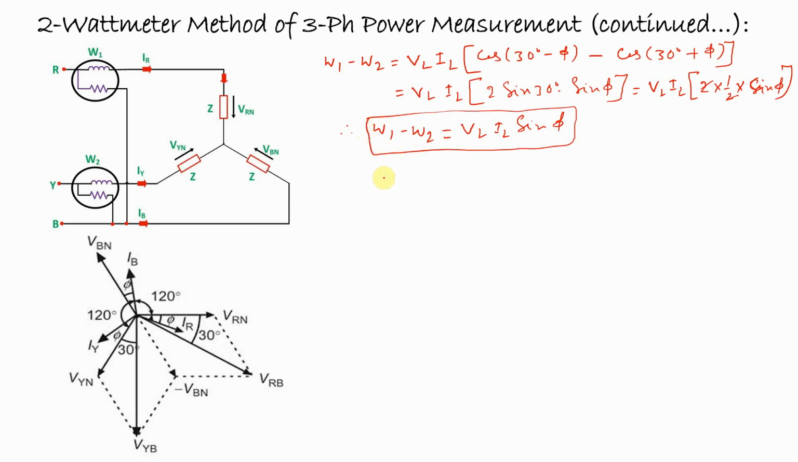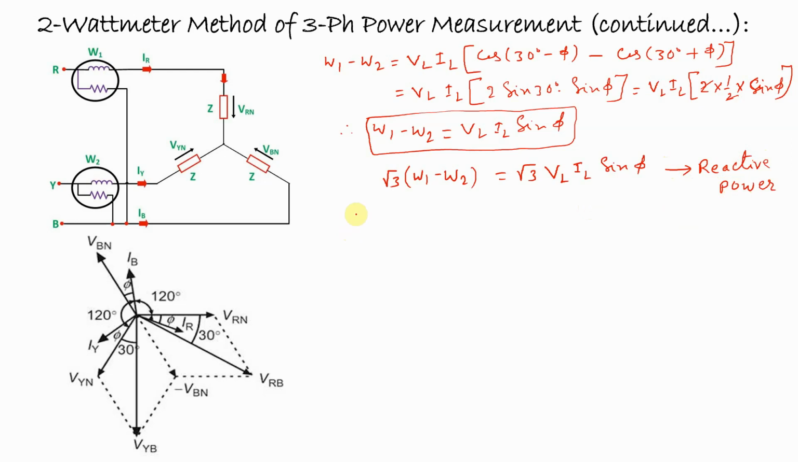If we multiply this reading by root 3, that means root 3 into W1 minus W2, it will give us the three-phase reactive power that we have already seen in previous classes. The reactive power of a three-phase circuit is represented by root 3 VL IL sin phi. So from the reading of two wattmeters, we can find the active power as well as the reactive power.